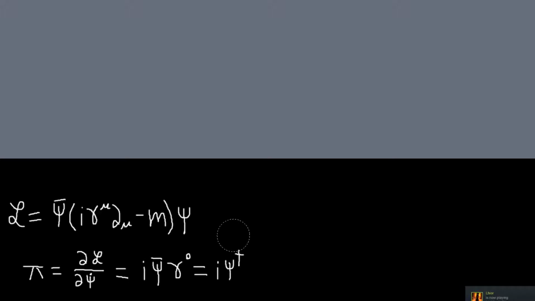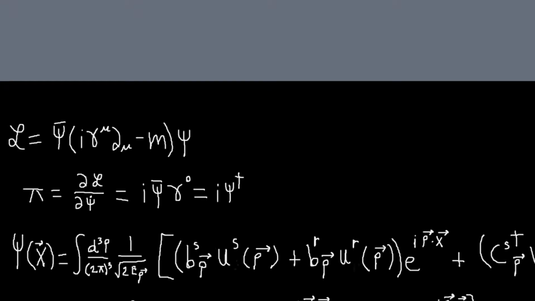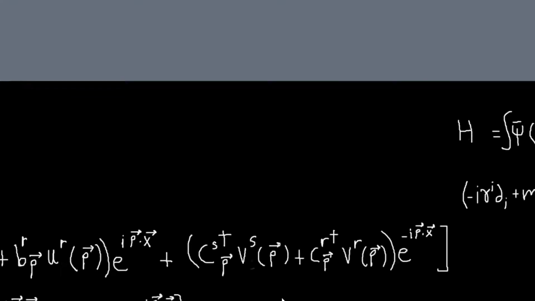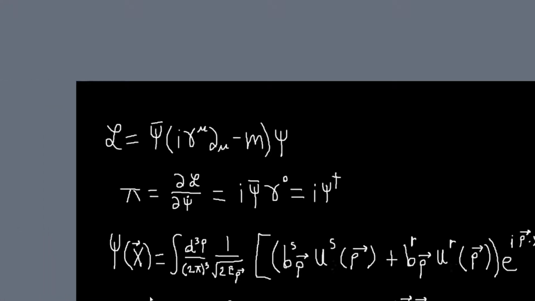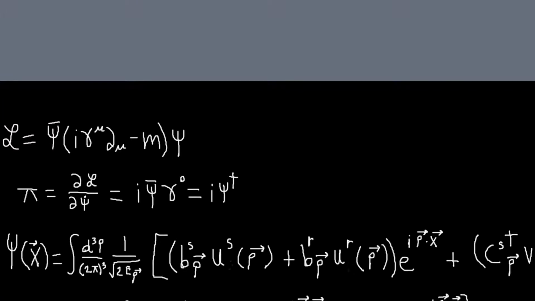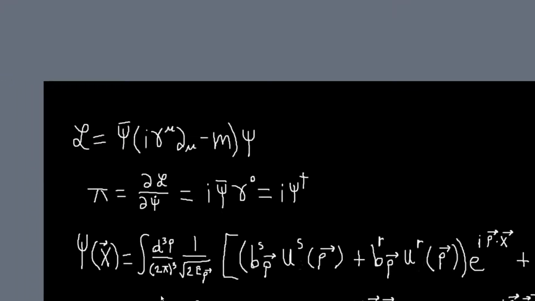for the complex scalar field, we assumed the canonical commutation relation. This time we're not going to do that, but we still need the conjugate momentum, which will be i psi dagger. And our expansions for our fields are going to look kind of similar to the complex scalar field, only this time we're taking inspiration from what we found last time.